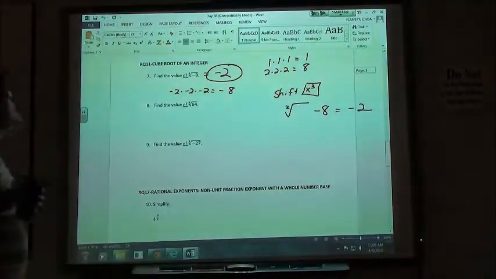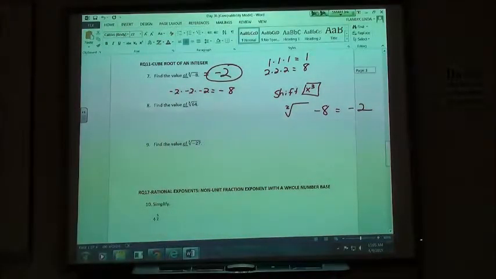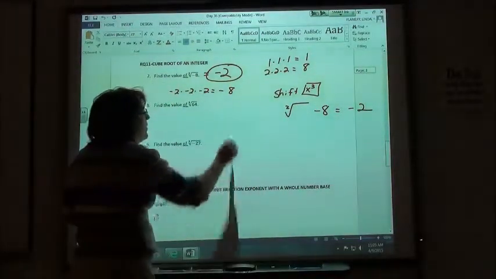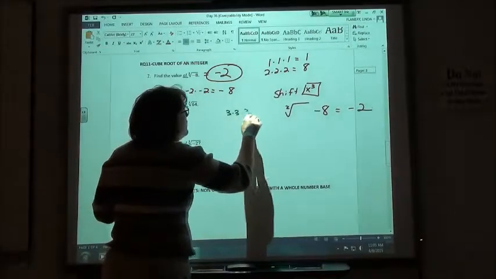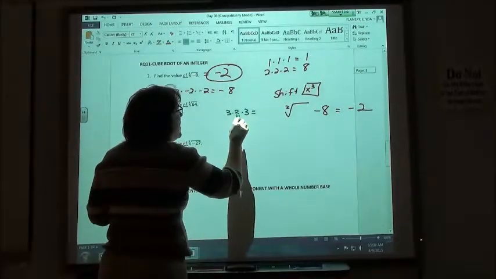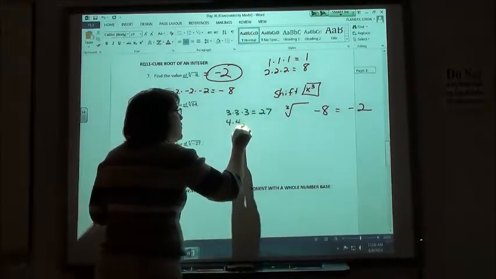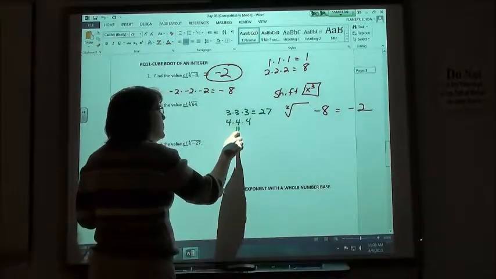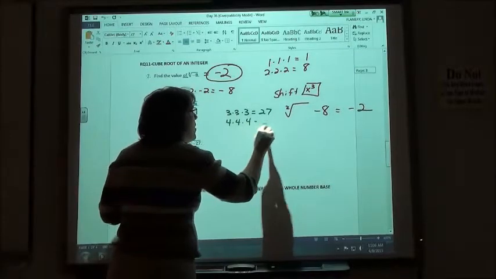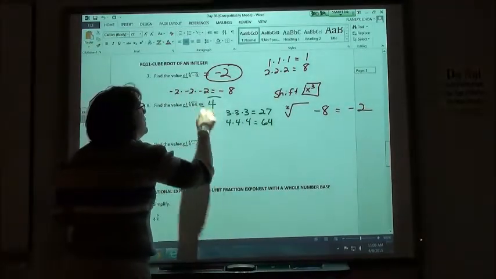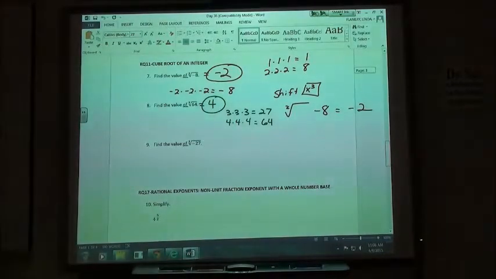What's the cubed root of 64? What times what is 64? Well, we know it's not 1 or 2. 3 times 3 times 3. 3 times 3 is 9. 9 times 3 is 27, not 3. 4 times 4 times 4. 4 times 4 is 16. 16 times 4 is 64. So the cubed root of 64 is 4, because 4 times 4 times 4 was 64.